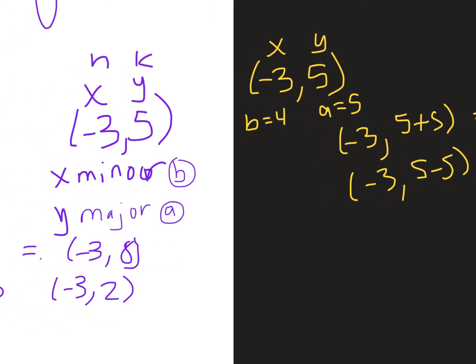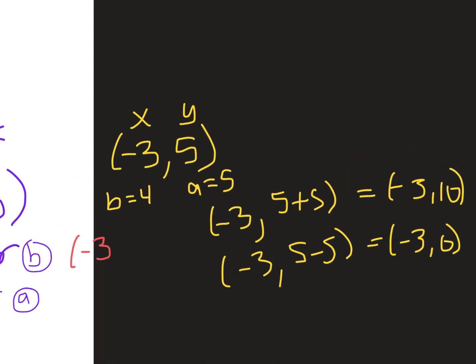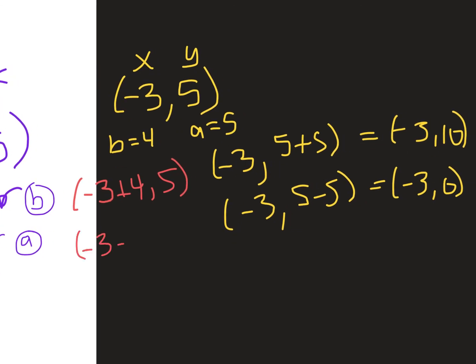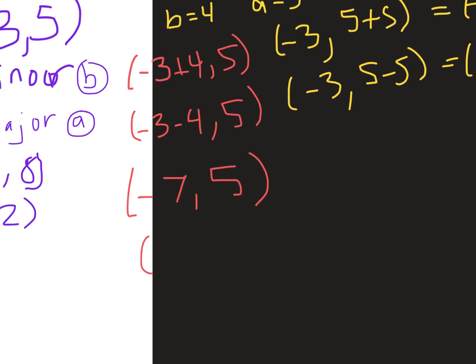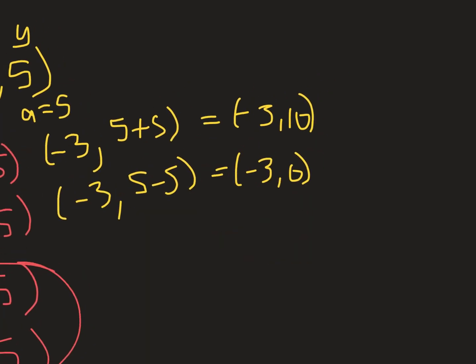And then over here, for my x values, I'm going to do the exact same thing, but I'm going to use my minor values. So I have -3 + 4, 5. And then I have -3 minus 4, 5. So that gives my vertices for this would be -7, 5. And +1, 5. So there's my vertice here and here.